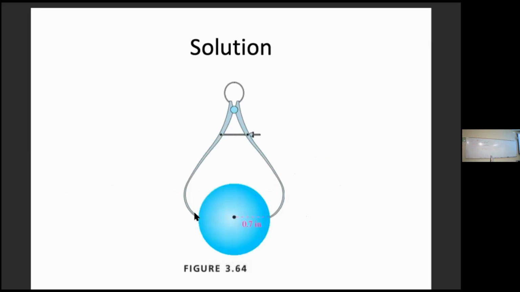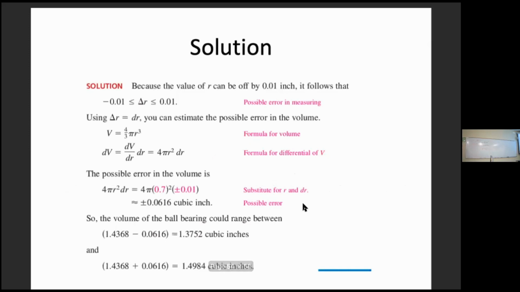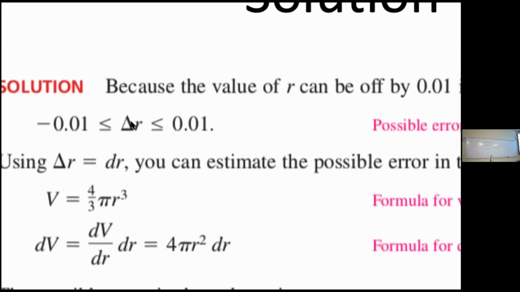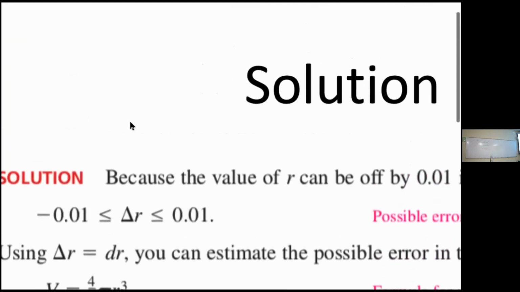Just to show what actually happened, we have a caliper that measures this. You measure it. So the process here is going to be using the fact that delta R is between negative 0.01 and 0.01, right? So like you said, it's going to be above or below.